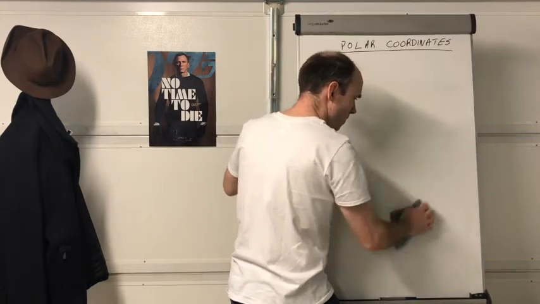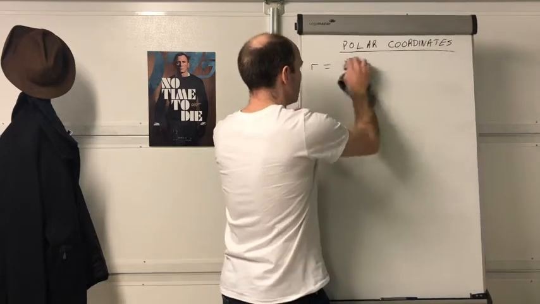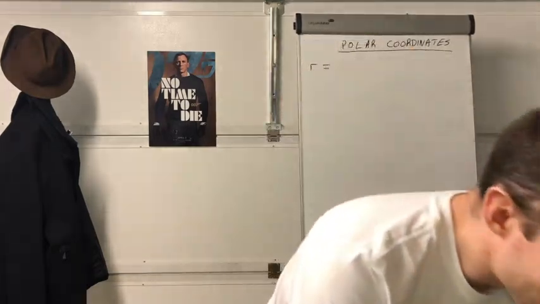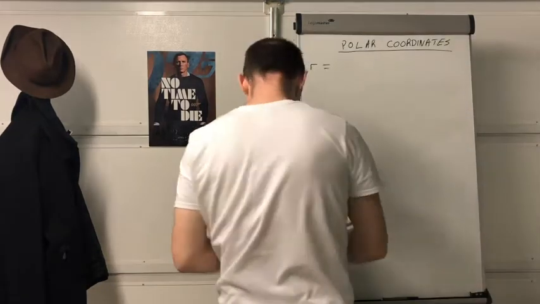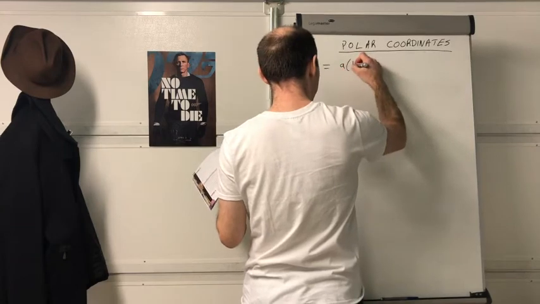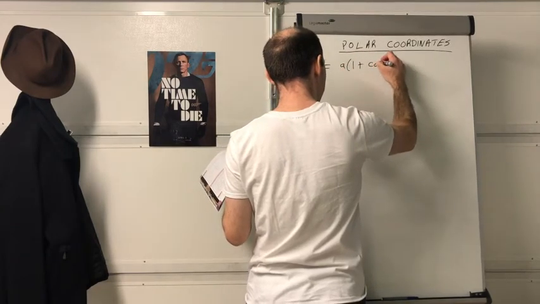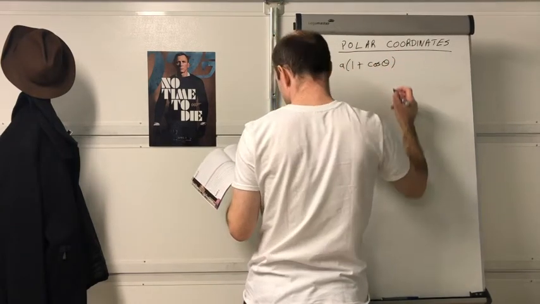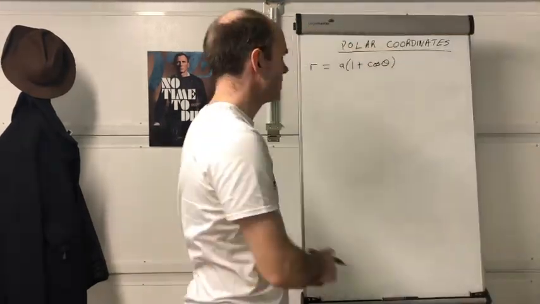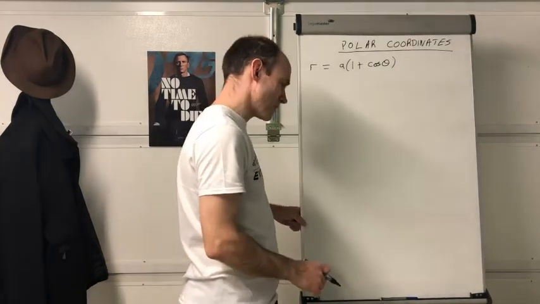Let me show you a couple of other ones. In terms of things I can memorise, that's it. I don't memorise the rest of them. So here, r equals a(1 plus cos theta). You can see why I just don't have the inclination to memorise this, or what the shape looks like. But what do you do for r equals a(1 plus cos theta)?